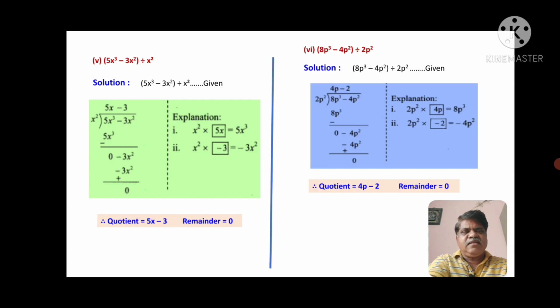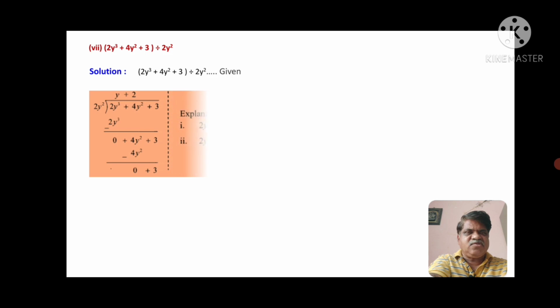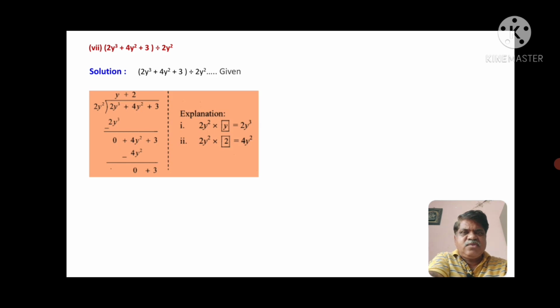Friends, let us see problem number 7. 2y cube plus 4y square plus 3 is divided by 2y raised to 2. Friends, here it is given as 2y cube plus 4y square plus 3 divided by 2y raised to 2. So the division that is carried out is in this way, and the explanation part is shown in the other half. Here you can see that 2y cube plus 4y square plus 3 is the dividend, and the divisor is 2y raised to 2.